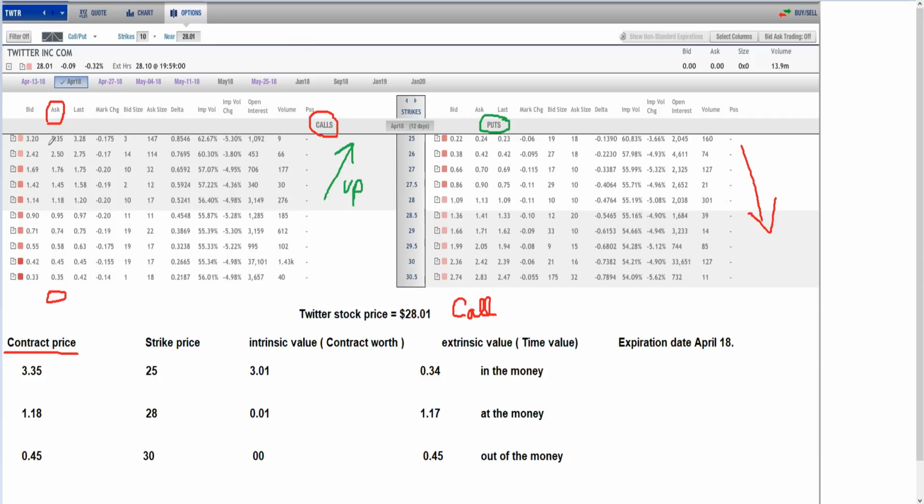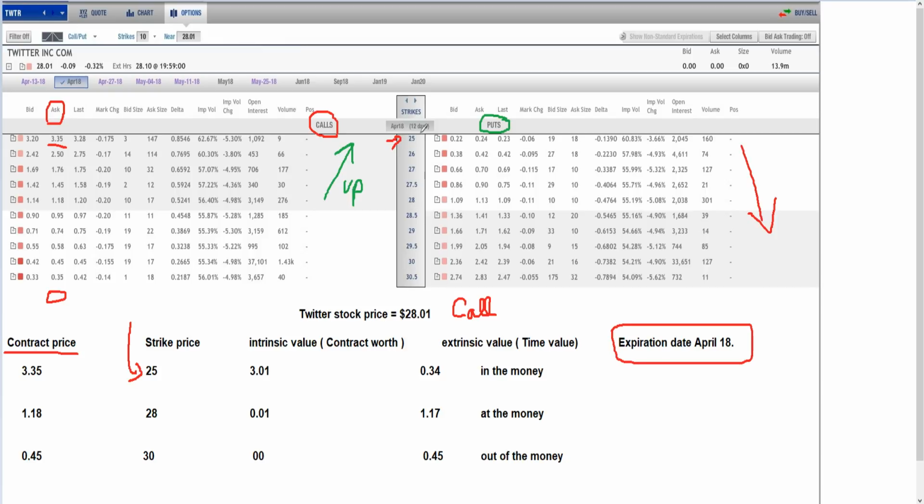I take 3 examples and we try to explain them in general. Now we are taking this one, 3.35 with a strike of 25. So this is the strike, 25, and this is the contract price, $3.35. If you want to buy it, you should multiply by 100, so you are paying $335 for this strike.